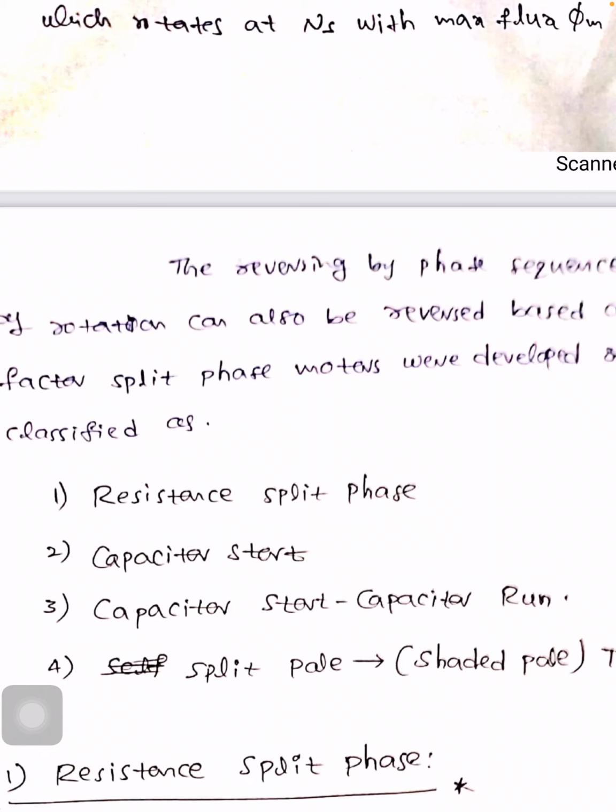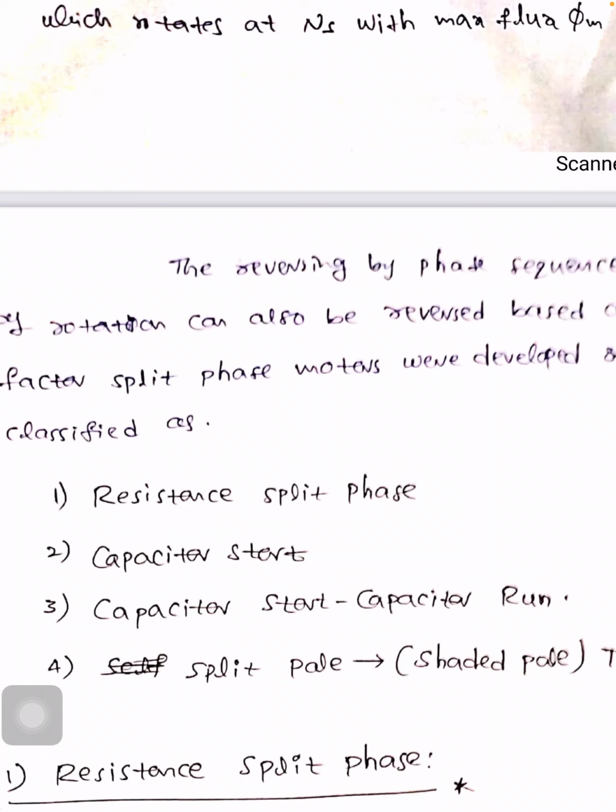But in the case of the second type, the capacitor start single phase induction motor, the capacitor is connected under starting condition only, and under running condition it is always disconnected by using the centrifugal switch. But here there is no centrifugal switch in the case of the third type of single phase induction motor. Due to that reason, it is called a capacitor start, capacitor run induction motor.